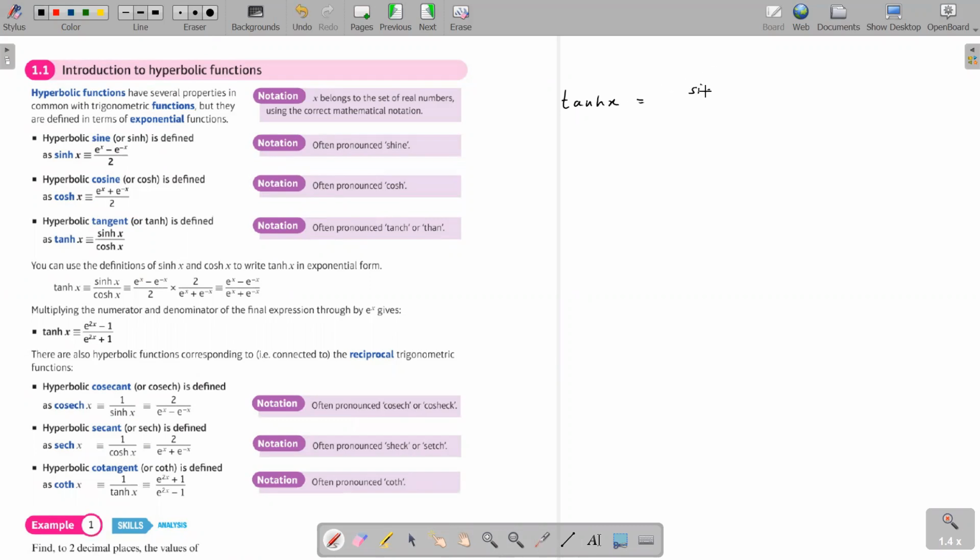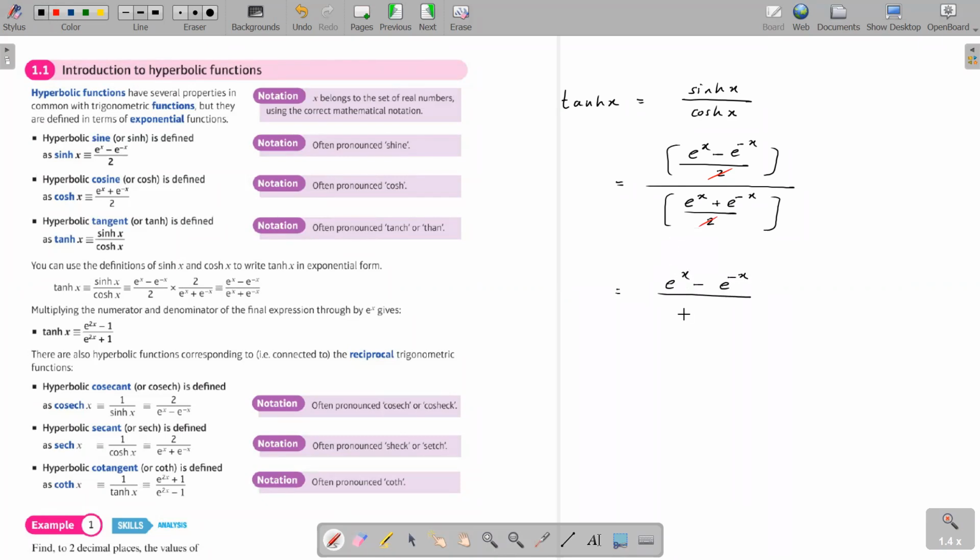tanh x is sinh x over cosh x. So sinh x is e to the power x minus e to the power minus x divided by 2, right, guys? And cosh x is e to the power x plus e to the power minus x, whole thing divided by 2. And then, guys, you can see the 2s cancel out. And you get e to the power x minus e to the power minus x divided by e to the power x plus e to the power minus x. So this is the simplification.